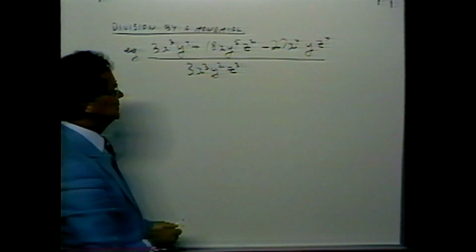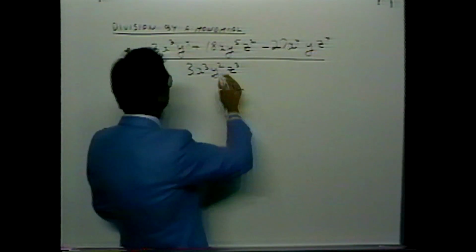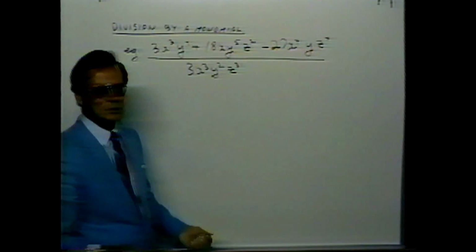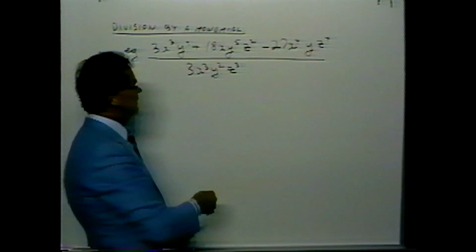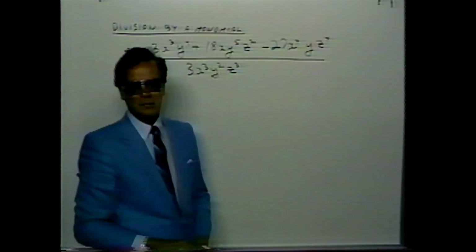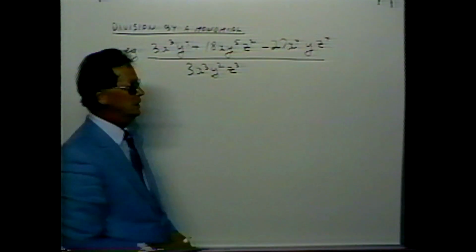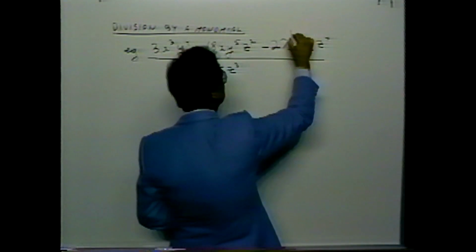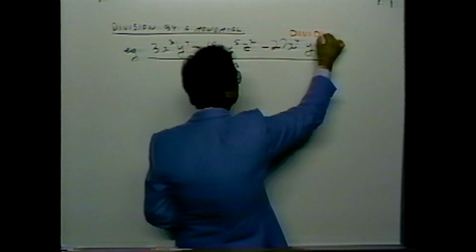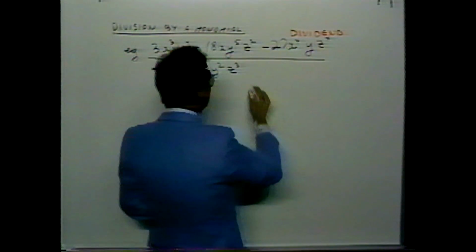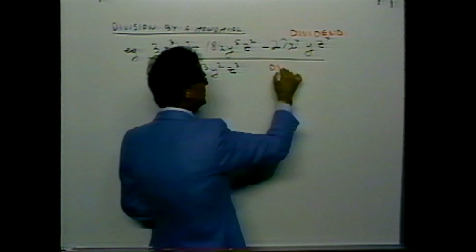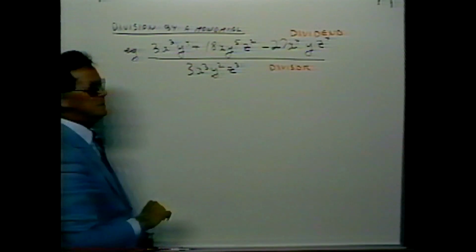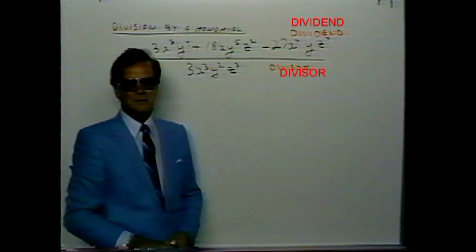Let me introduce some terminology. The top part of the fraction, which can be called the numerator, and the bottom part of the fraction, which can be called the denominator, can also be referred to as the dividend for that one and divisor for this one, when dealing with the idea of division.